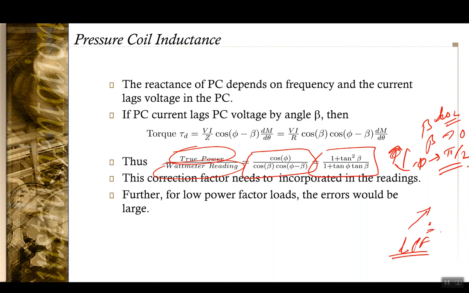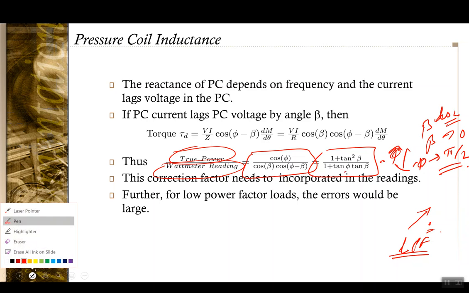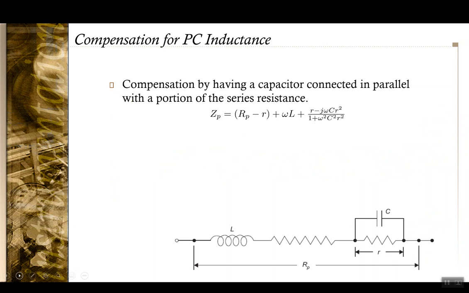Okay, so first of all, a correction needs to be incorporated, and this correction becomes larger and larger in case of a low power factor case. So an appropriate compensation needs to be made so that this correction can be eliminated. Okay, let's see what can be done.